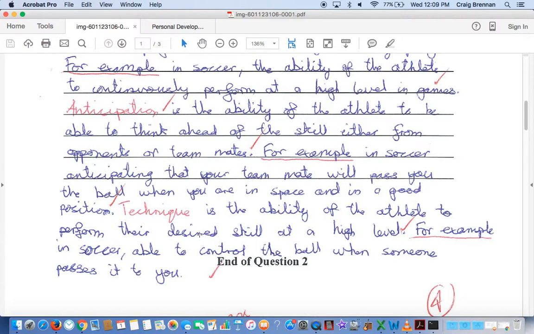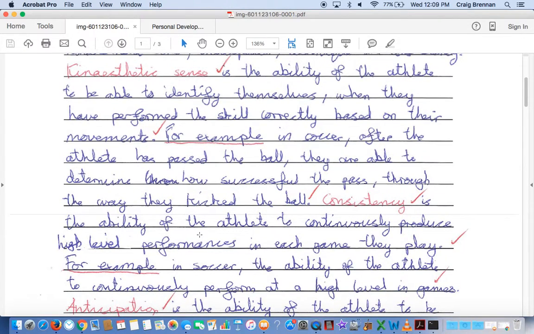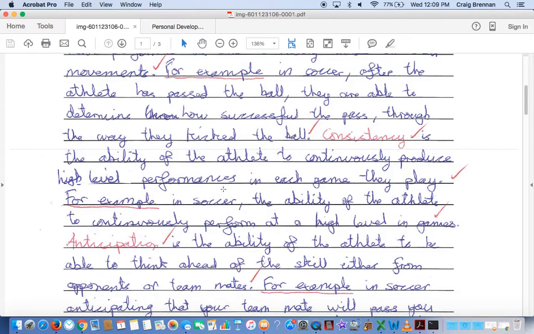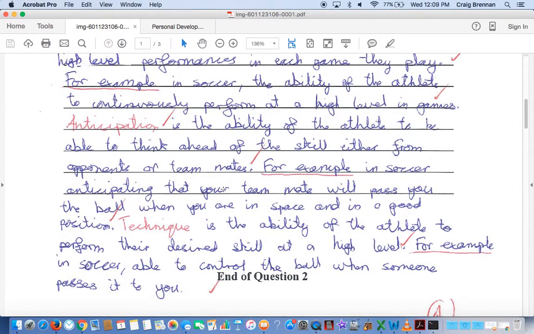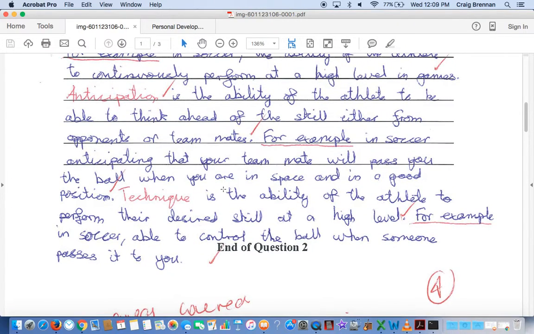So that's showing the characteristics of skilled performers with some supporting answers, and I really believe this answer has been completed well and set out correctly. Clearly you can see the areas: kinesthetic sense and the example, consistency with the example, anticipation, the example, technique and the example, which is why he's got 4 out of 4. He's covered all the areas quite well, and he's given examples to support as well to demonstrate the understanding of a skilled performer.